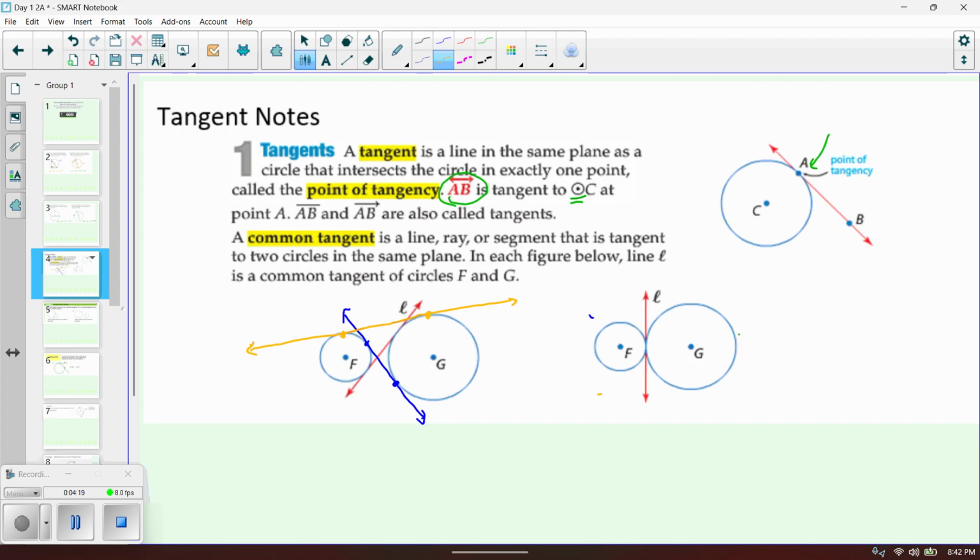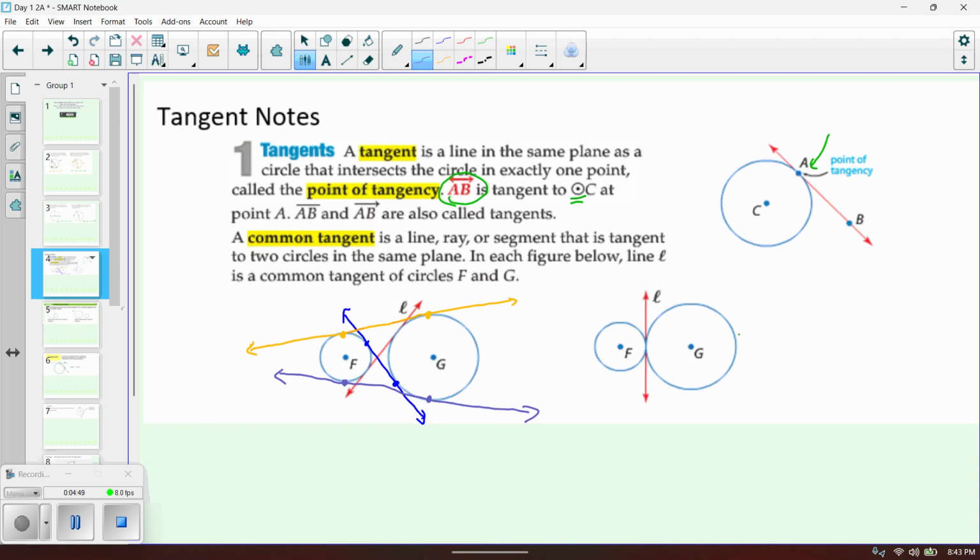Then if you think about it, there would be something similar to that on the bottom as well. So it might hit F here and G right there. Did my best to draw the straightest lines I could. Kind of missed F a little bit, but you get the idea that if you laid it right there, it would hit those two. So there's actually four common tangents when you have separated circles.